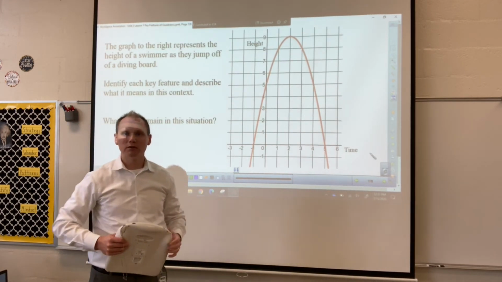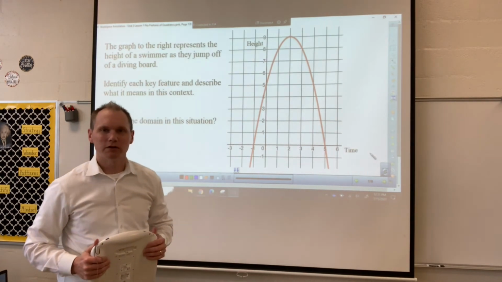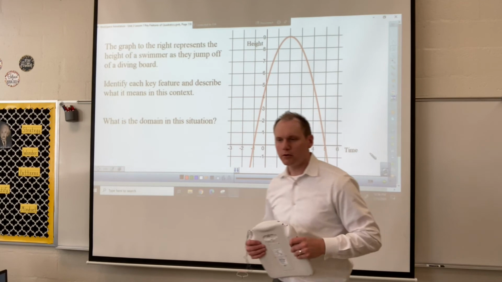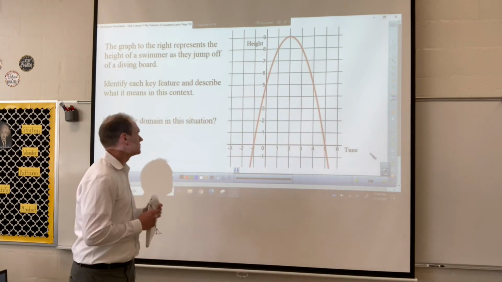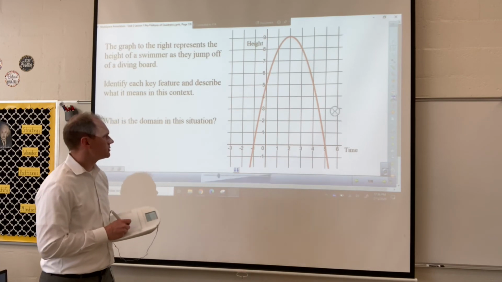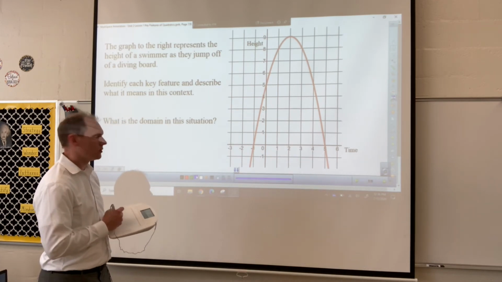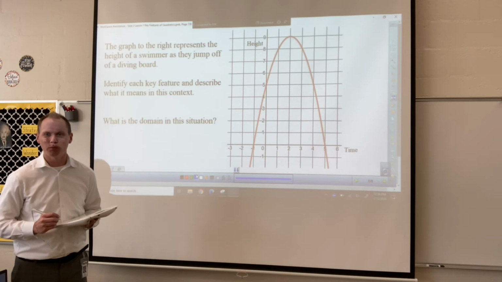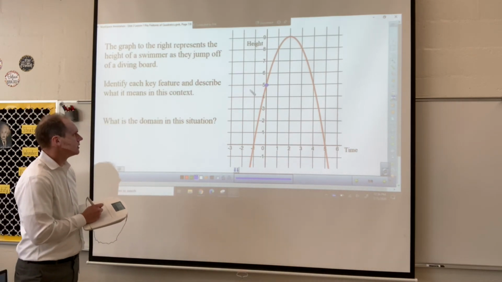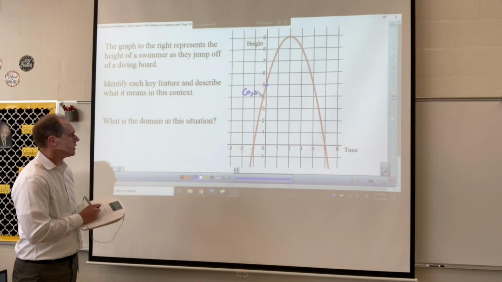So let me give you a couple minutes to identify the key features and describe what they mean in the context. Okay, so let's go through all the key features here. Let's start with the y-intercept. What would y'all say that is? What point? 0, 5, this point right here. 0, 5 is the y-intercept.